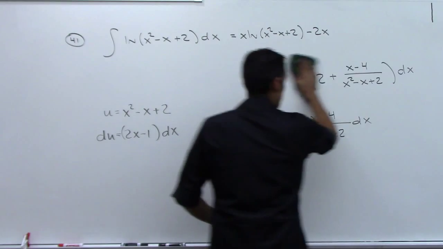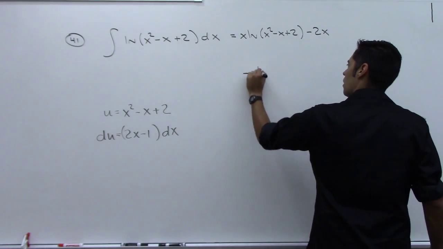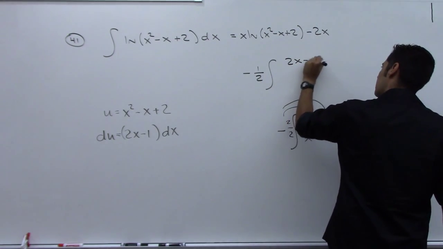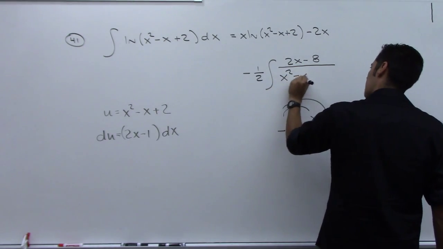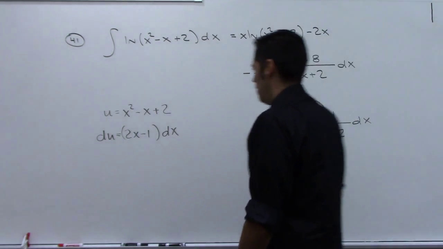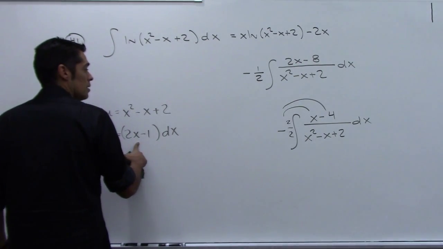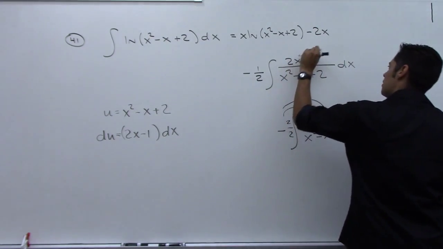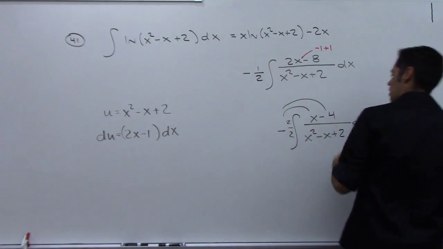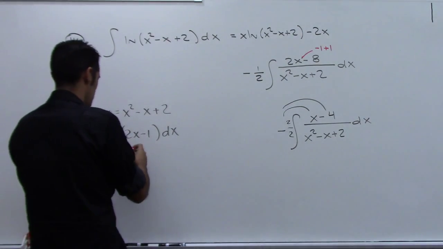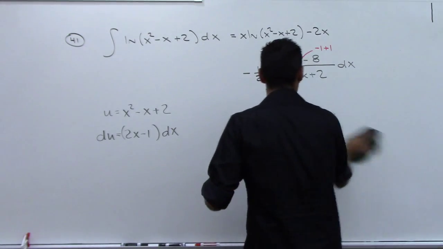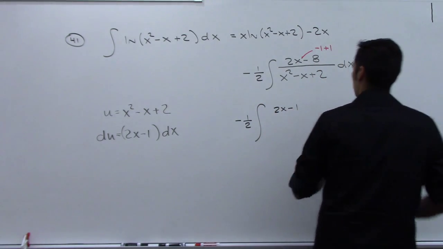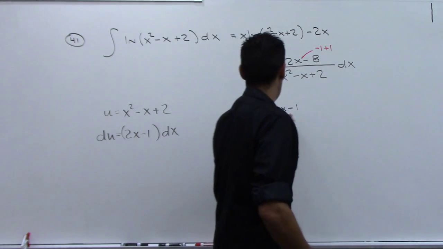And when I do that, this integral now becomes negative 1/2 integral, distributing the 2 through to both of them, (2x minus 8) over (x squared minus x plus 2) dx. And then I need it to be 2x minus 1, so I insert a minus 1 plus 1 here so that it will match. That becomes negative 1/2 integral of 2x minus 1, that's the first part, over the bottom.